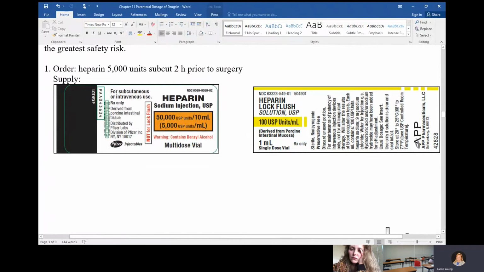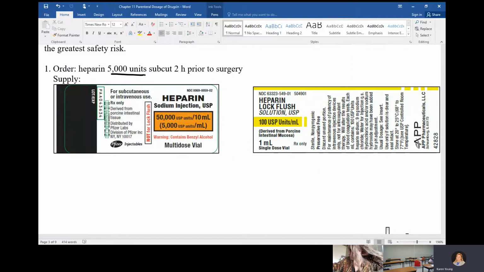So it says we're giving the 5,000 units, and heparin is prescribed in units, subcutaneous 2 hours prior to surgery. So this one is for subcutaneous or intravenous use, so we can give it. Subcutaneous is just right under the skin.